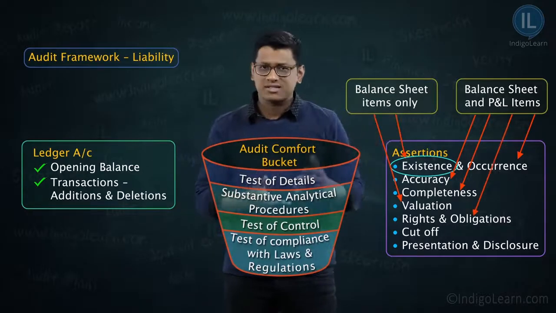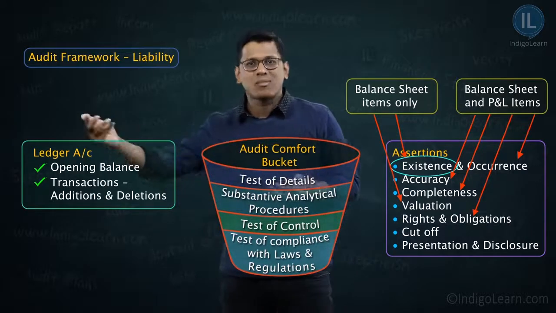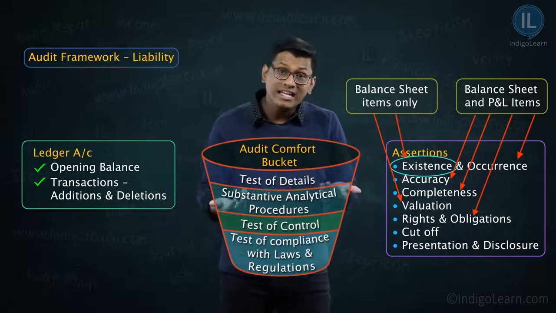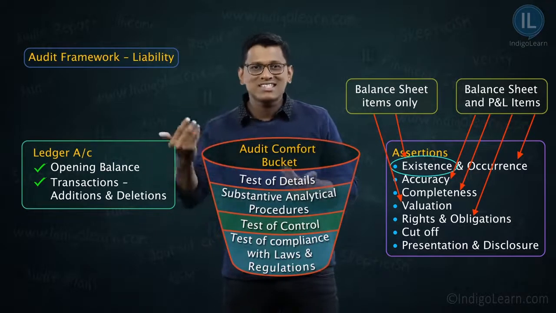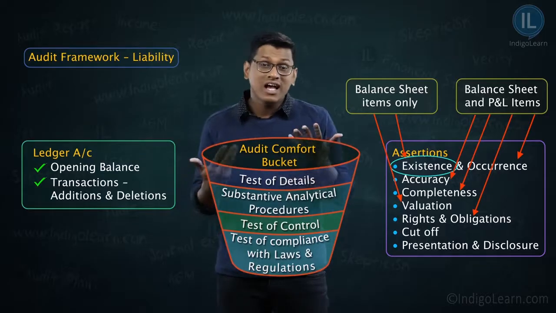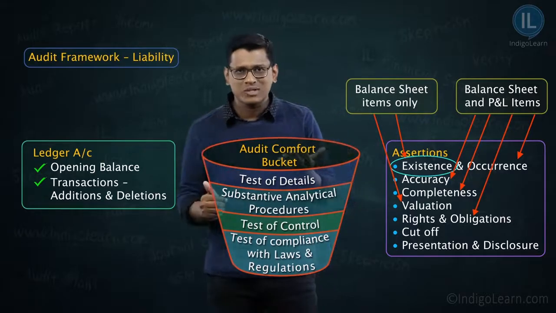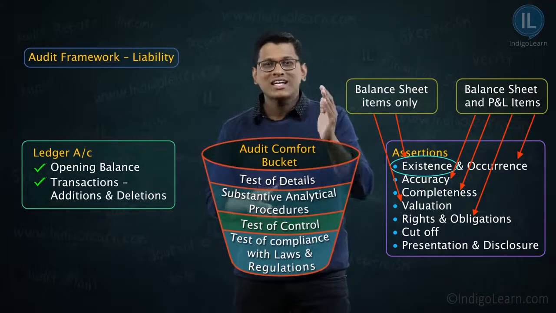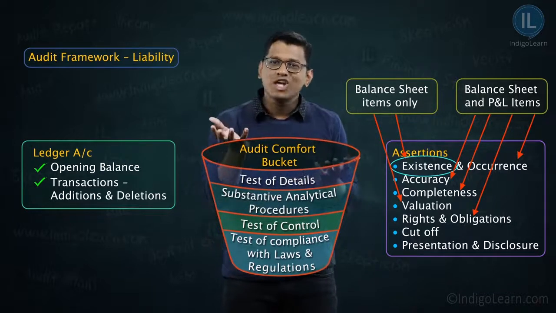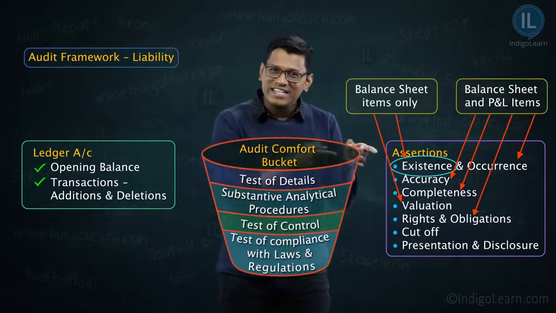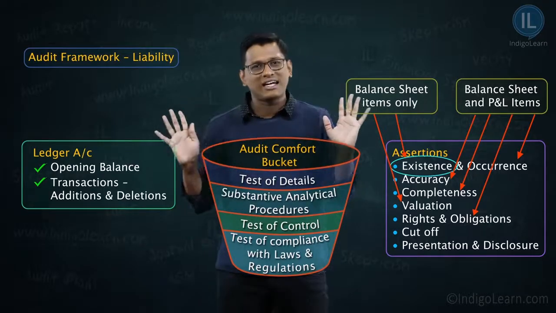Then rights and obligations. I told you that an asset is generally the right of the entity. Liability is the obligation of the entity. Now, what about incomes? Incomes are the rights of the entity. Expenses are the obligations that we have met for the entity. Even if the obligation is not paid off, it can still come under expense. So you are checking whether incomes and assets are the rights of the entity, whether expenses and liabilities are the obligations of the entity. So rights and obligations apply to balance sheet items as well as P&L items, right?